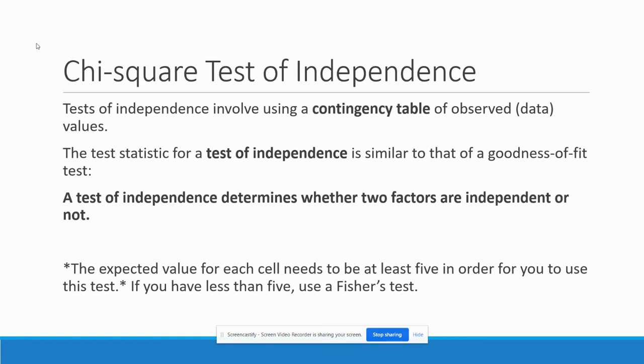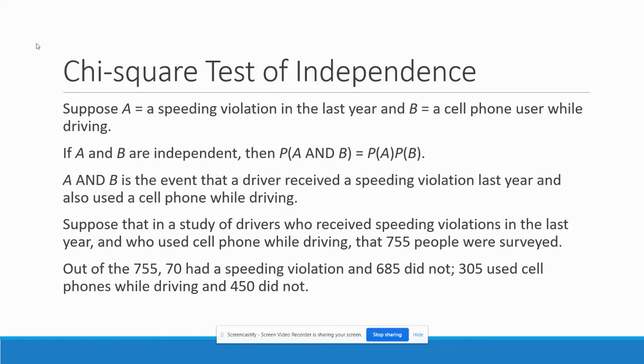are independent or not. If the expected value of each cell is less than 5, you have to use a Fisher's test. We're not going to worry about this in this class, but I will tell you this: you run it the exact same way. The hypotheses are the same. It's just that instead of doing a chi-squared, you do a Fisher's test. It handles those low values, and it does something a little bit different to handle them.